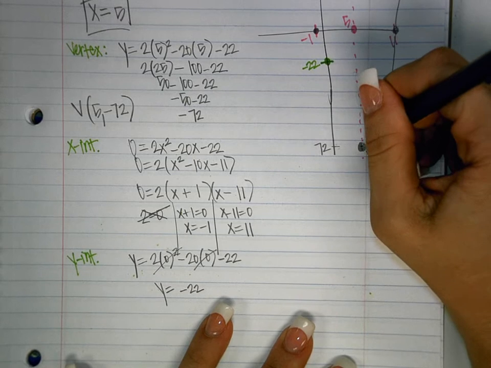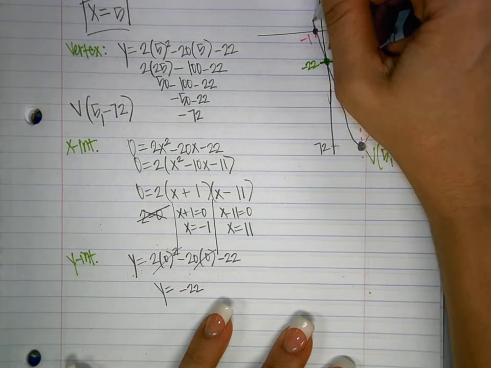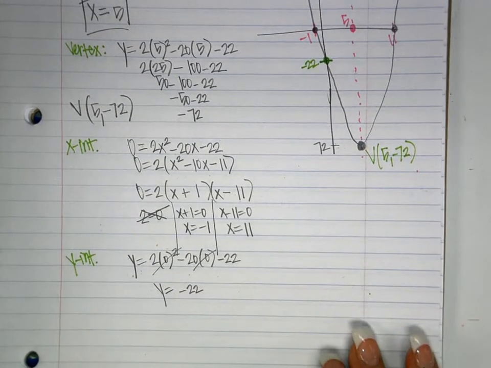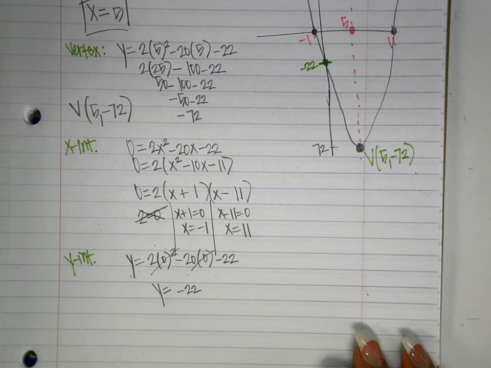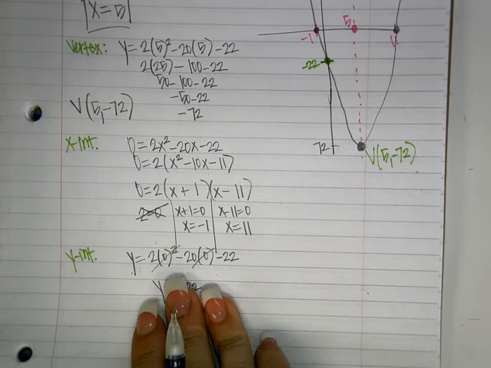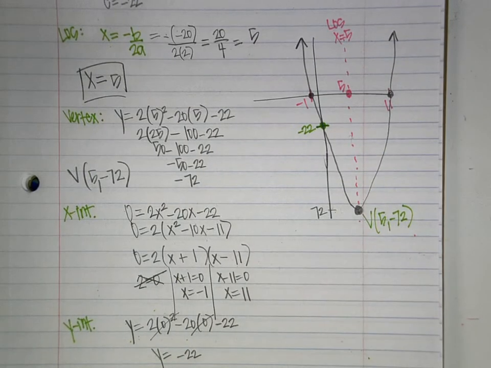Okay, and it's kind of a U shape. Through negative 22 on the y, through 1. Your sketches do not have to be perfect, but include as much information as you can. Okay, but they don't have to be perfect.